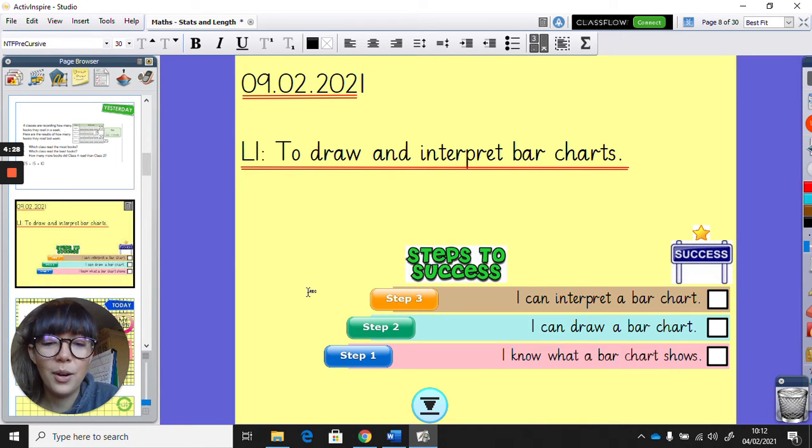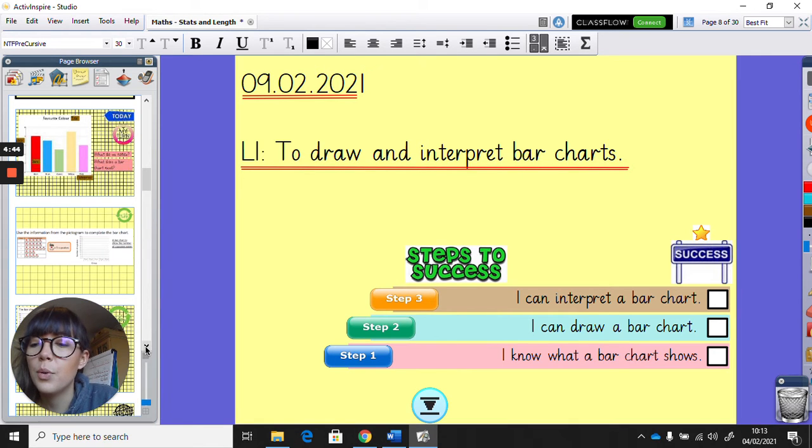So, step 1, I know what a bar chart shows. Step 2, I can draw a bar chart. And step 3, I can interpret a bar chart. You can pause the video here if you want to and write the LI in your book so you know what day it is that you did this learning.